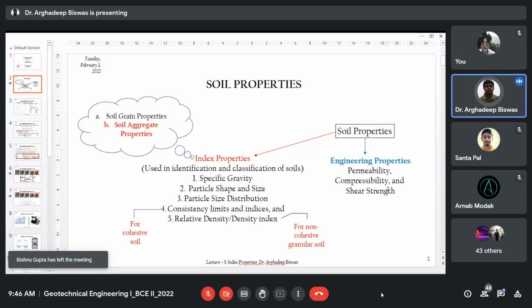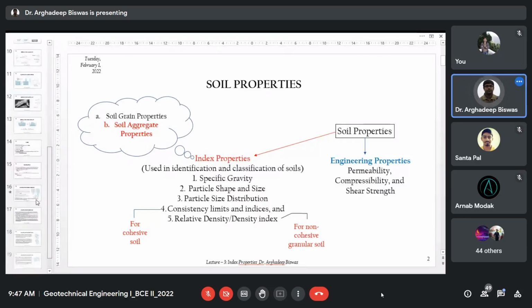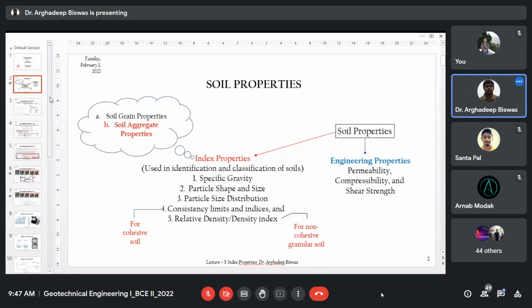There are several types of shapes that will be shown to you physically. I will show you the particle types, rounded, sub-rounded, subangular, sorry. I will show them. Then comes the particle size. As we have seen in our last class, particle size goes from 4.75 millimeter down to 2 micron, that is what we can consider as soil particles. Sorry, it's below 4.75, that is our soil range. Beyond that, it is gravel, cobble, boulder, all those things are coming.